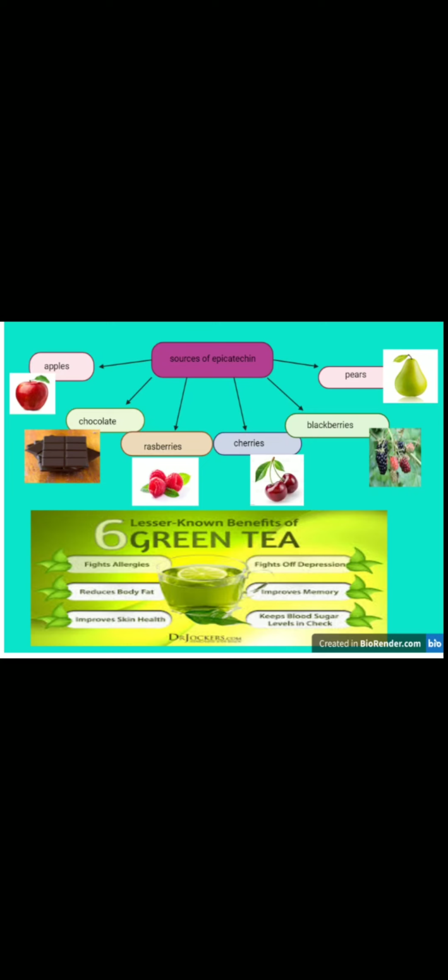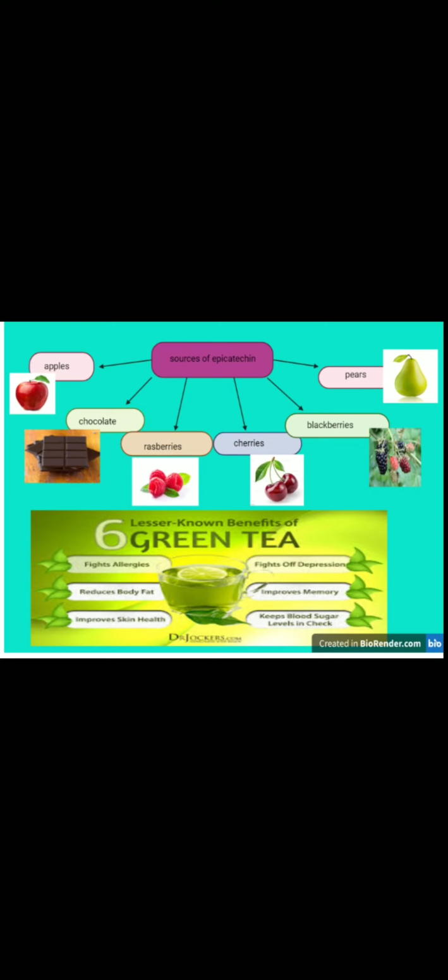Now, what are the functions of catechin and epicatechin? The first function is they improve brain function. Then they decrease fat, protect against cancer, and lower the risk of heart diseases. They provide the health benefits of green tea. Mainly catechin is present in green tea. So we will study the functions and how green tea provides beneficial effects to our body.